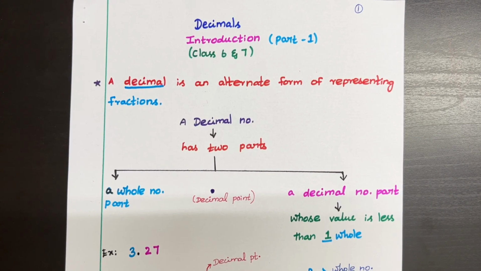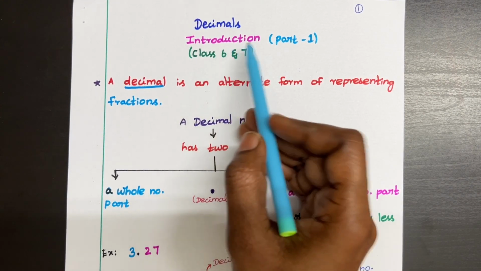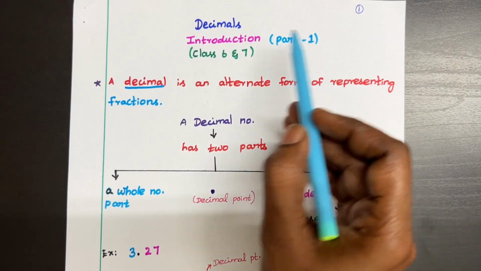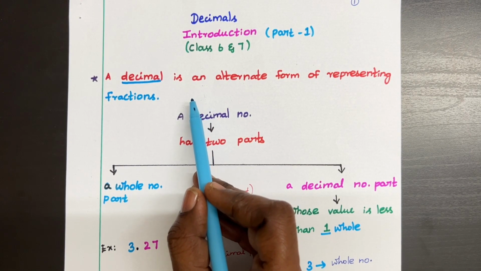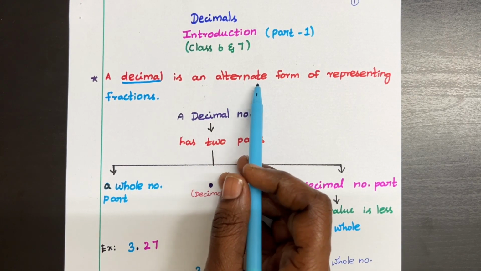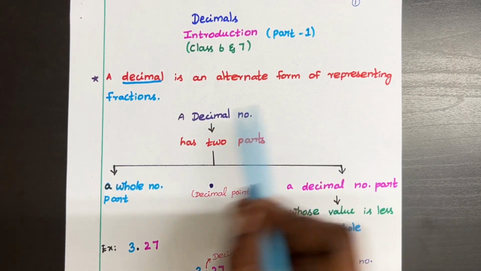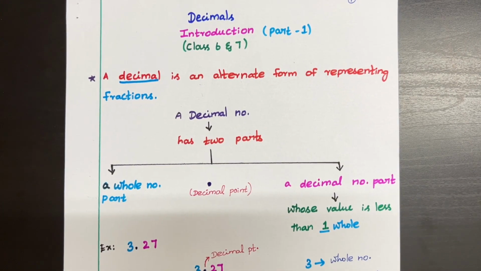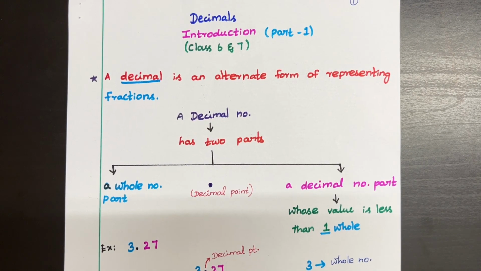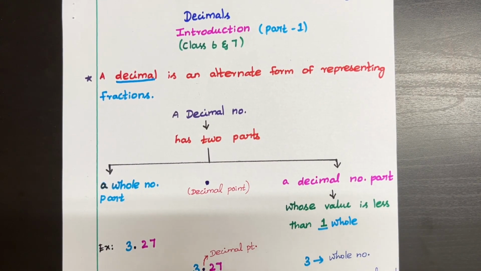Today we are going to learn decimals. Introduction. This is part 1 of the video. It deals with class 6 and 7. What is a decimal? A decimal is an alternative form of representing fractions. It is fractions only; we are going to represent them in decimal form. That's all. No need to confuse decimals and fractions.